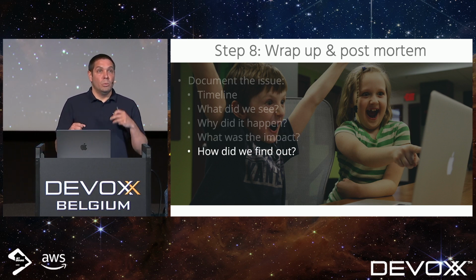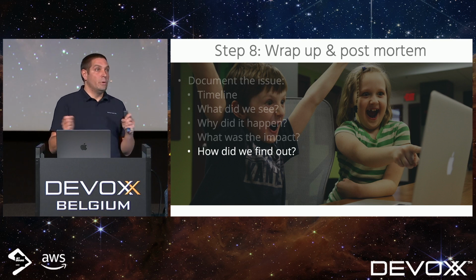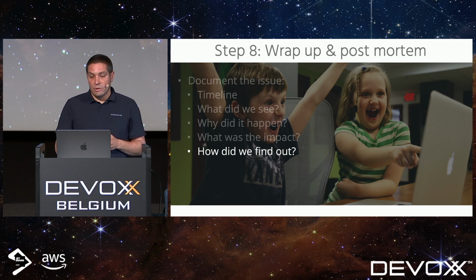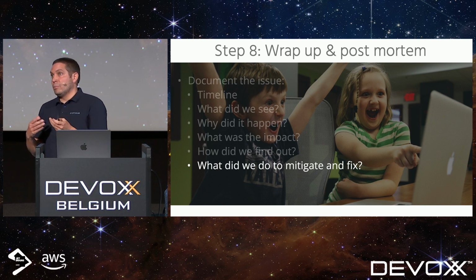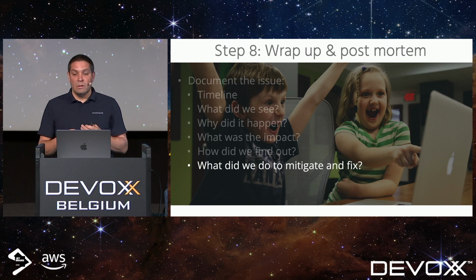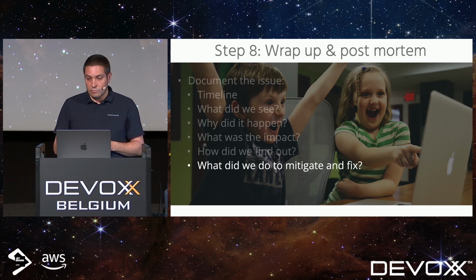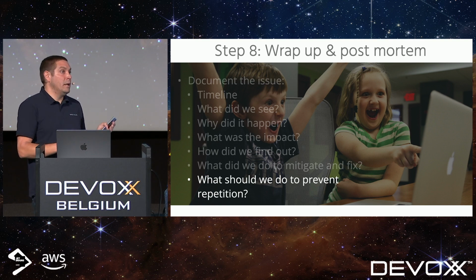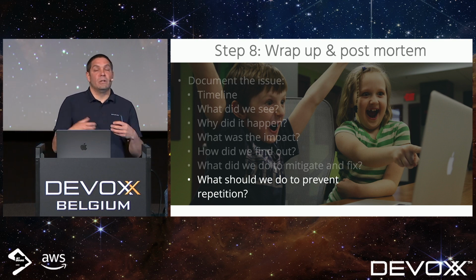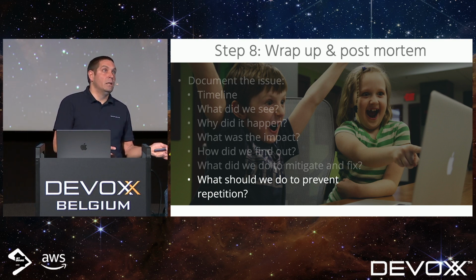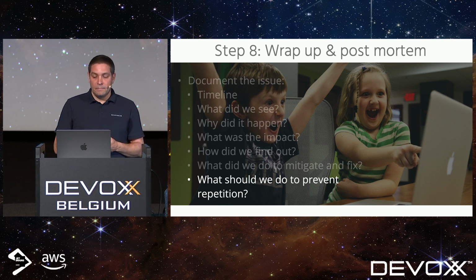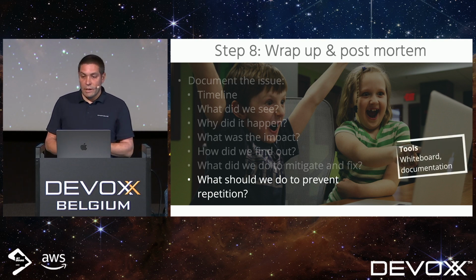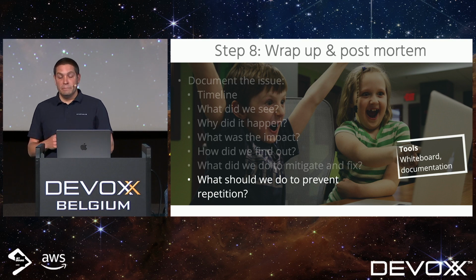How do we find out? So what were the keys we took from the information we had that made us figure out what the problem was? What did we do to mitigate? So how did we make the problem less annoying for users? And what do we do to fix the issue? And what should we do to prevent this from happening again? I guess this is the most important question you ask in a post-mortem. What should we do in our process, in our tools, to make sure that if this happens again, it won't impact our end users? So tools you use here are a whiteboard and documentation.